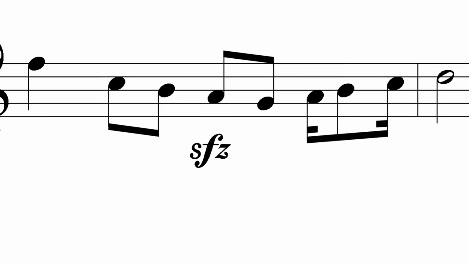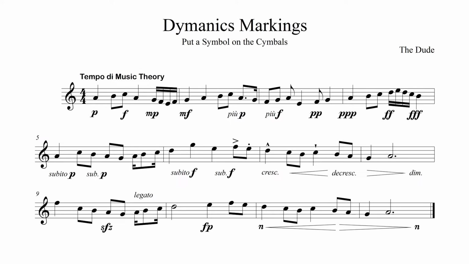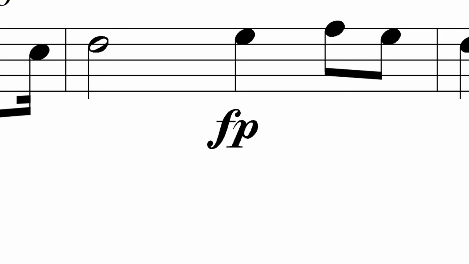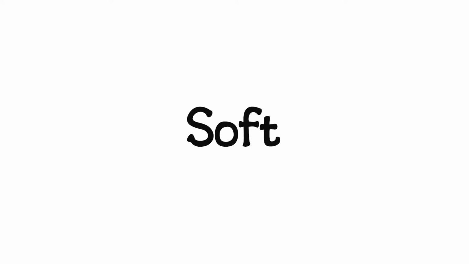Sforzando, abbreviated as SFZ, means forced. It denotes an abrupt, fierce accent on a single note or a chord. Fortepiano, abbreviated as FP, indicates that the note is to be played with a loud attack and then suddenly become soft. 3 Italian words are used to show gradual changes in volume.